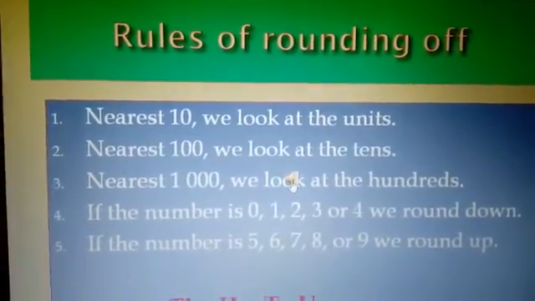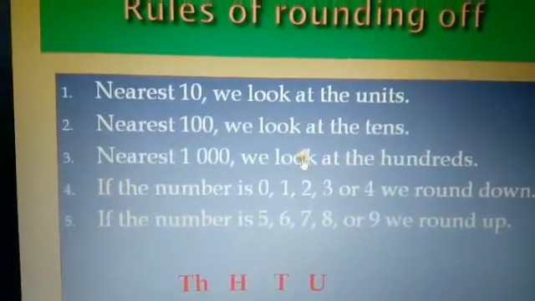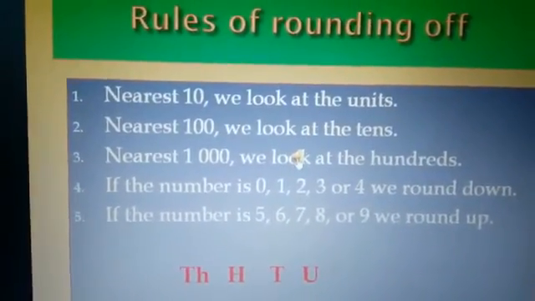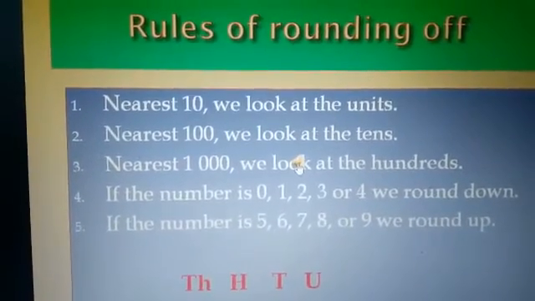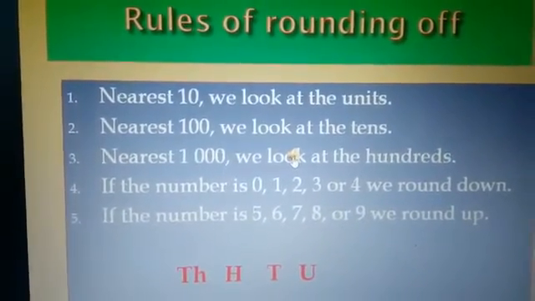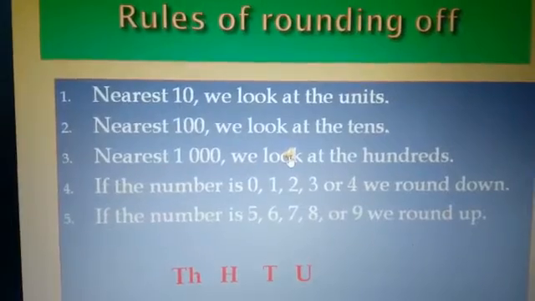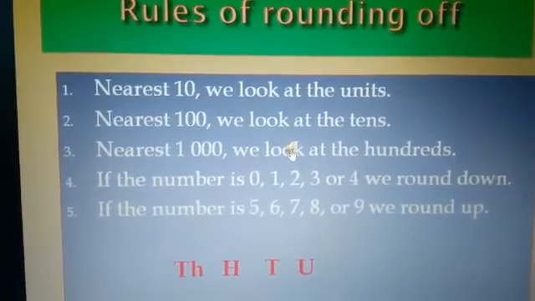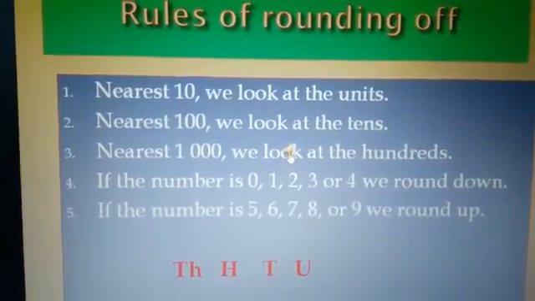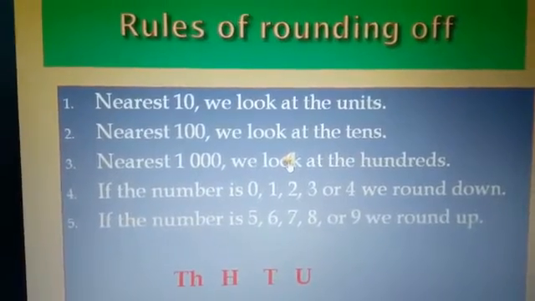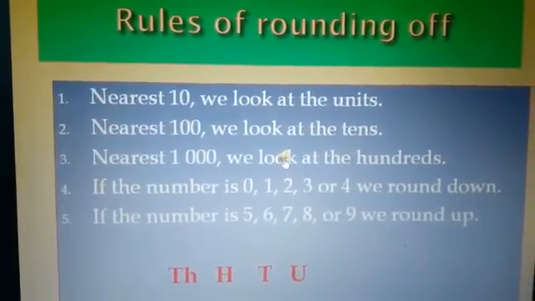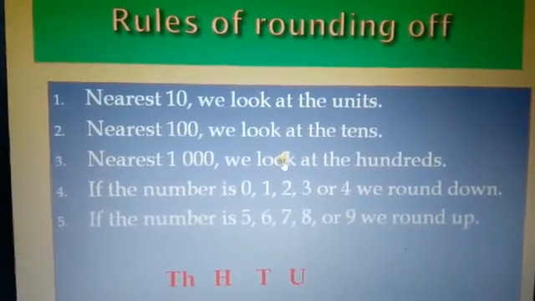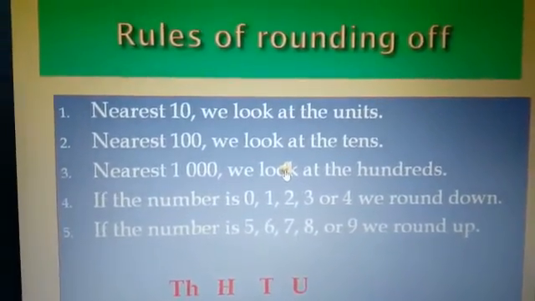These are the rules that we follow when rounding off. When we round off to the nearest 10, we look at the units, which are numbers that are on the right of the tens. When rounding off to the nearest 100, we look at the tens, and these are the numbers that are on the right of the hundreds. When we round off to the nearest 1,000, we look at the hundreds, which happens to be the numbers that are on the right of the thousands.